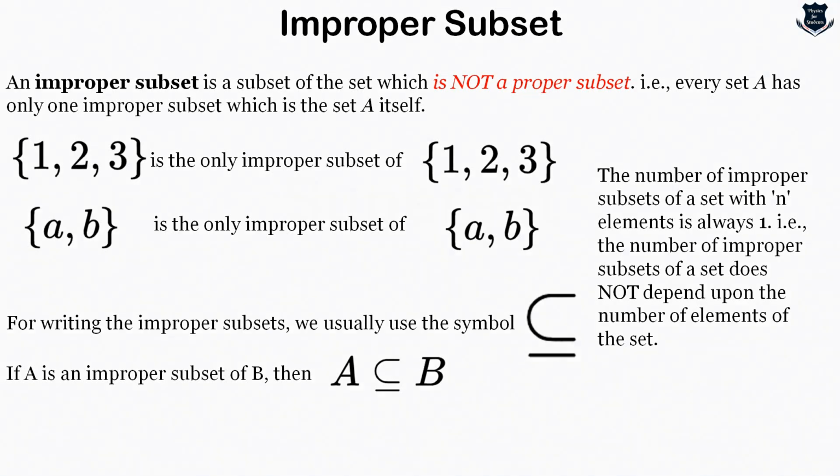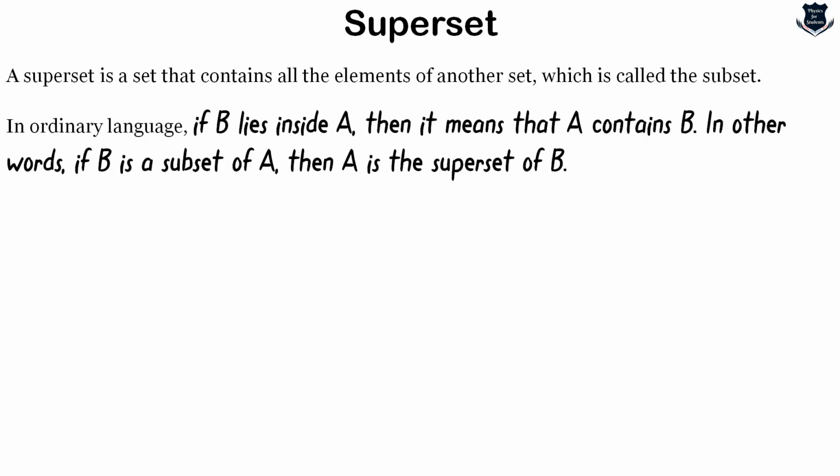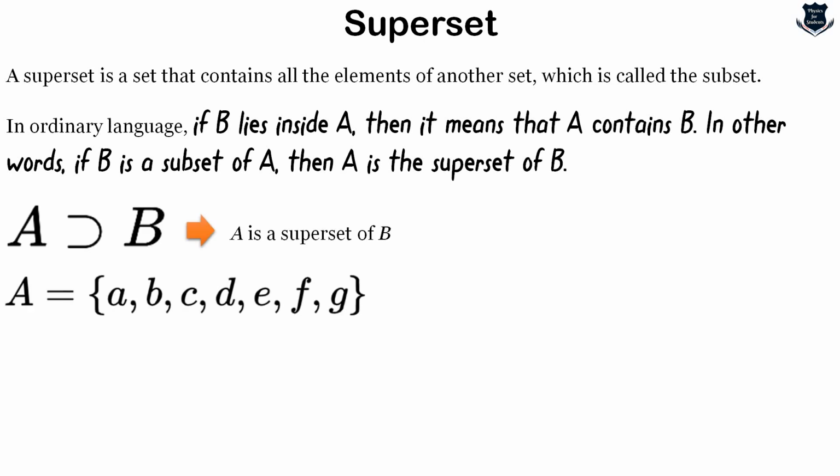Okay, so we now come to the final set concept, which is called a superset, which is pretty simple. A superset is a set that contains all the elements of another set, which is called the subset. So in ordinary language, if B lies inside A, then obviously it means that A is the mother which contains B. In other words, if B is a subset of A, then A is the superset of B. How do we symbolize it? This is one. We say that A is a superset of B.